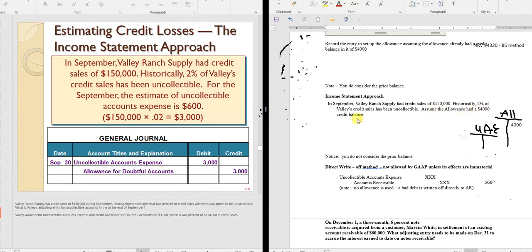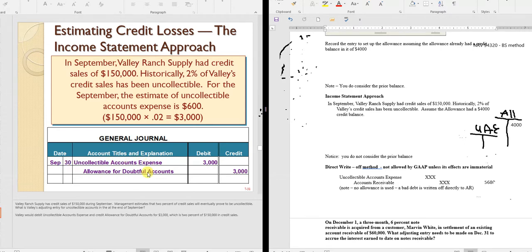Assume the allowance had a $4,000 credit balance. So right now, since I'm looking at sales, not accounts receivable, I can cross that off. I don't care. And so my journal entry is $150,000 times 2%, so $3,000. I want $3,000 into uncollectible accounts expense. Notice I only do this journal entry once a year. Notice they have it on September 30th, but you generally do it once a year for our purposes.